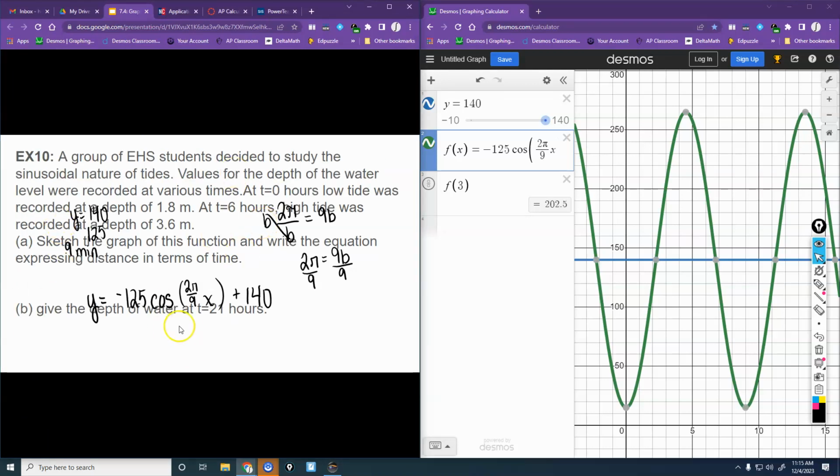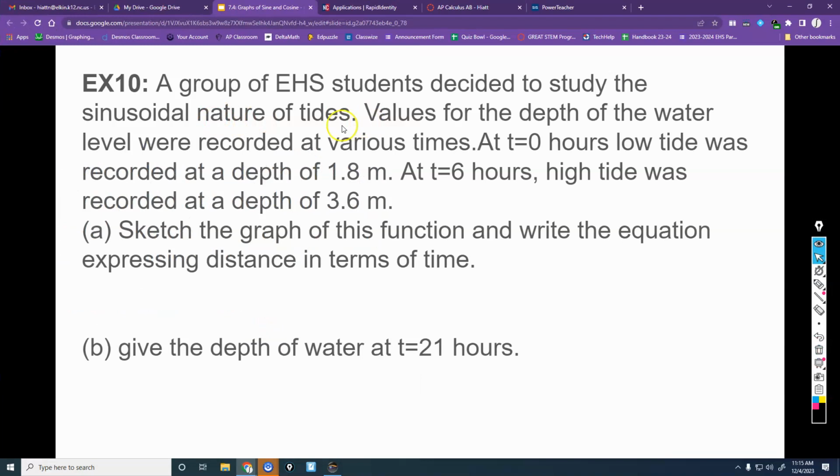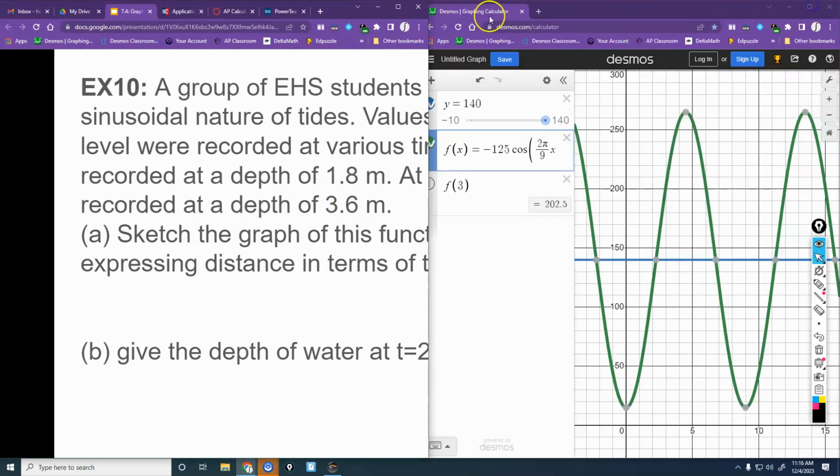All right, last one. This is our last one, right? Okay. All right. We're looking at tides this time. Low tide was a depth of 1.8. High tide was at 3.6.